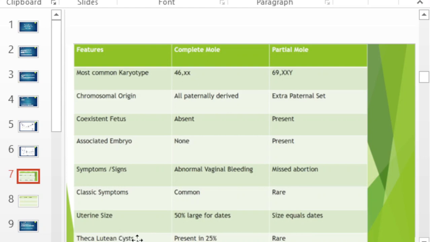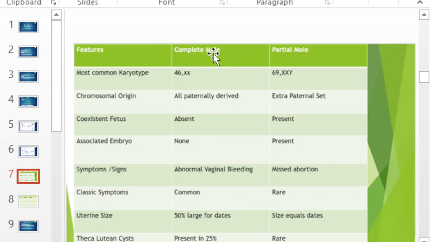Then you get these theca lutein cysts, especially in complete moles. These theca lutein cysts come because of overproduction of beta HCG. Remember that beta HCG has the same chemical structure as these hormones that come from the pituitary, such as LH and FSH. They've got almost the same chemical structure. They are analogs, so to say. So once there's a lot of beta HCG, there is also a release of luteinizing hormone and the FSH, follicle stimulating hormone, that may stimulate the ovaries, producing these exaggerated theca lutein cysts.